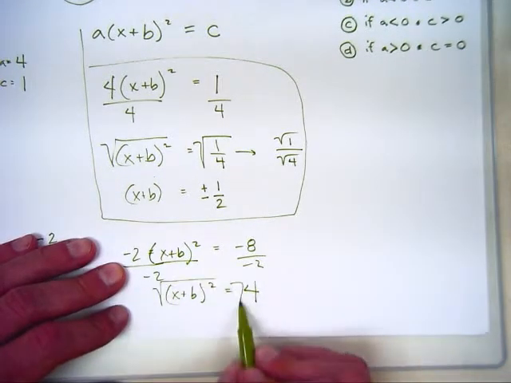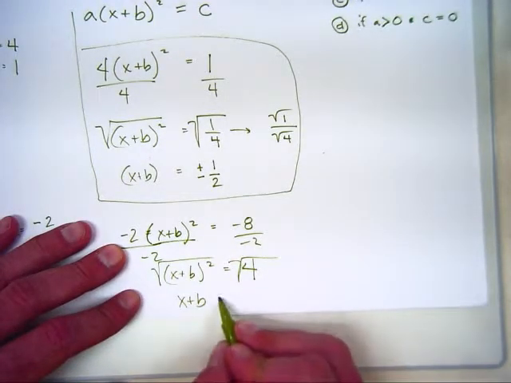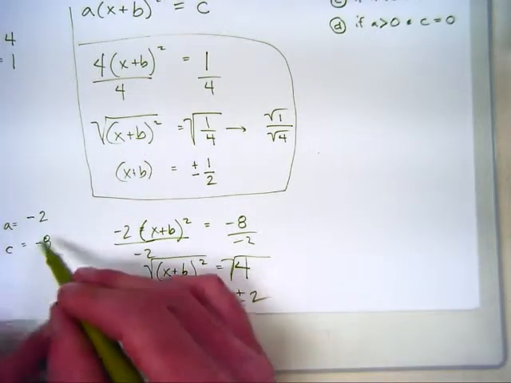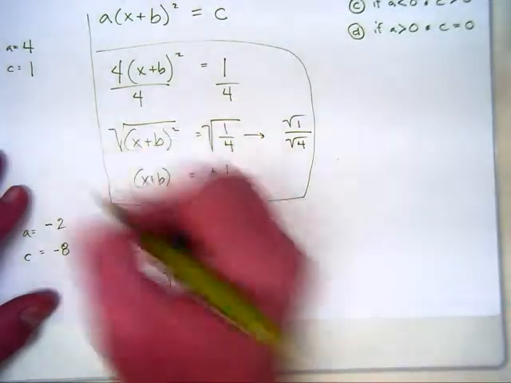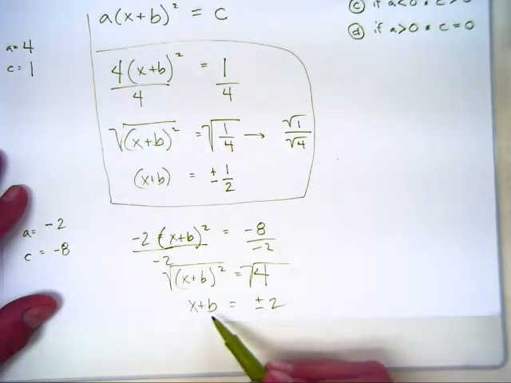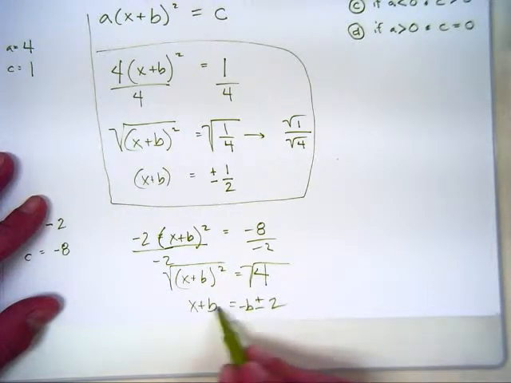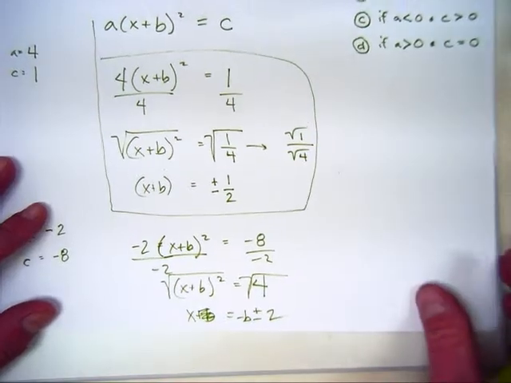If I square root this and I square root this, again I'm going to get x plus b equals positive or negative 2. Because they're both negative, those signs cancel out when we divide, and we get the same kind of deal as we had above. You're going to have two solutions. We're going to subtract b. Final answer is negative b plus or minus root 2 is going to equal x. Again, those are two solutions because there's a plus or minus.